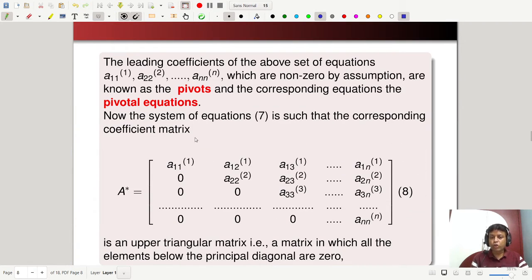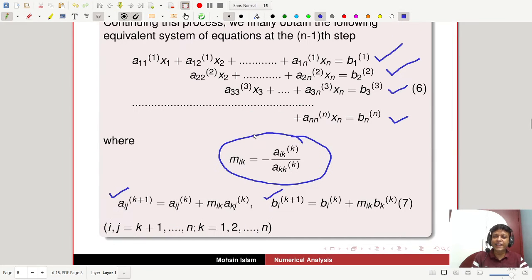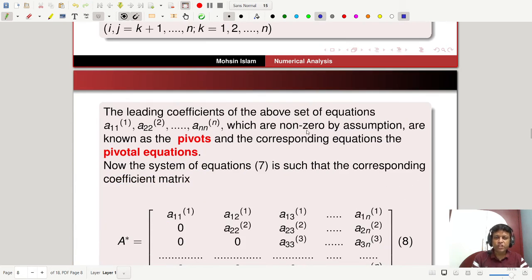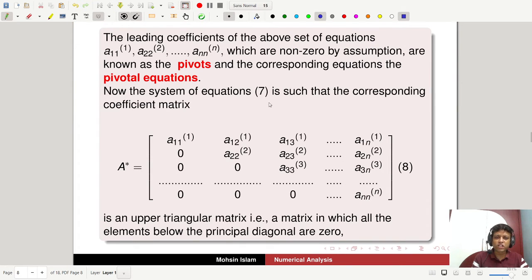So also one more information: the leading coefficients, that is a11, a22, those are non-zero. A33, ann, these are called pivots, which are non-zero by assumption, and the corresponding equations are called pivotal equations.